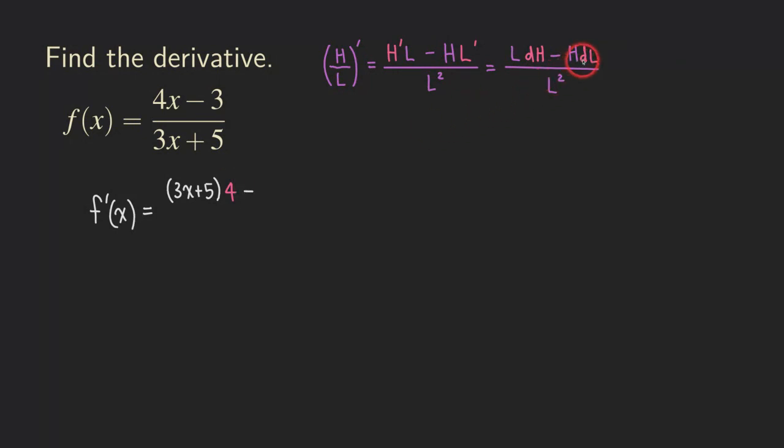Now it says what? High d low. So we copy down the high function here, which is 4x minus 3. And then d low means what? You take the derivative at the bottom and then you put it here. So you multiply the 4x minus 3 by the d low. The derivative of the bottom function is just the 3, so you put the 3 right here. Okay, and then that's how we get the numerator.